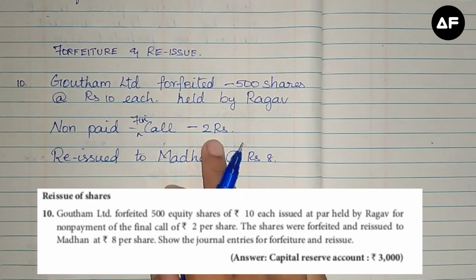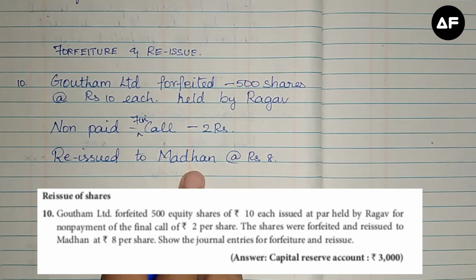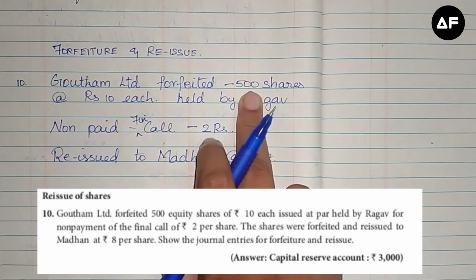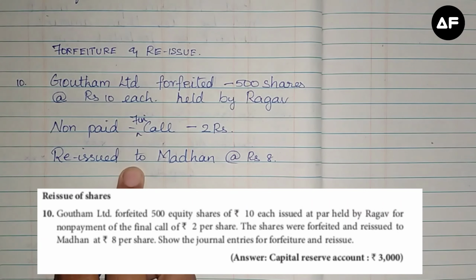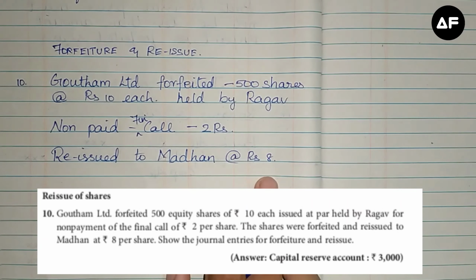The shares were forfeited and reissued to Madan at rupees 8. The entire 500 shares are reissued to Madan at rupees 8. We must give the journal entries for the forfeiture and for the reissue.